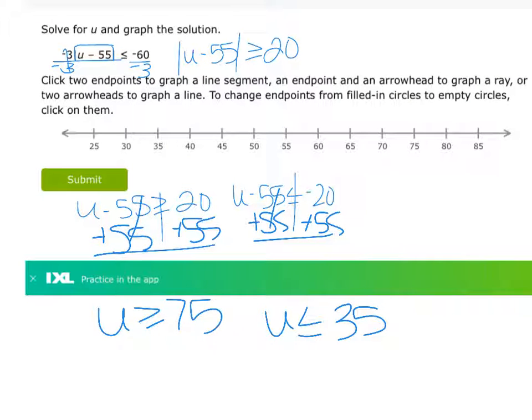After we solve, we get u is greater than or equal to 75. So we have a point at 75, arrow going to the right. u is less than or equal to 35, and we're done.